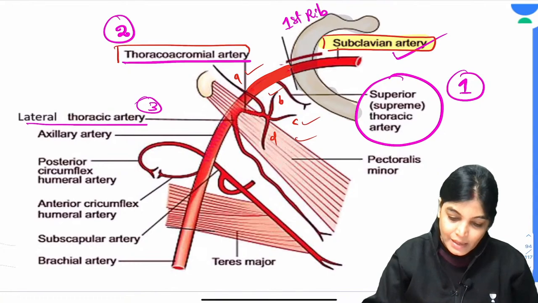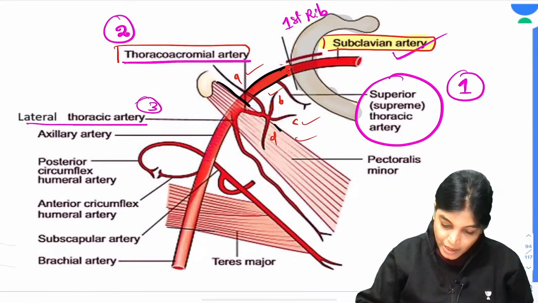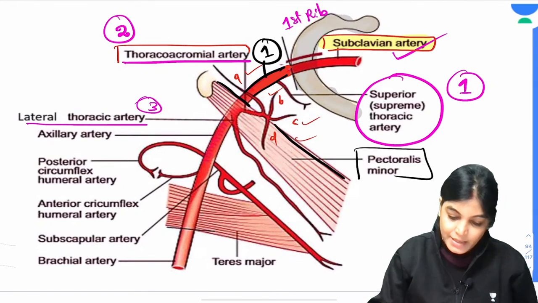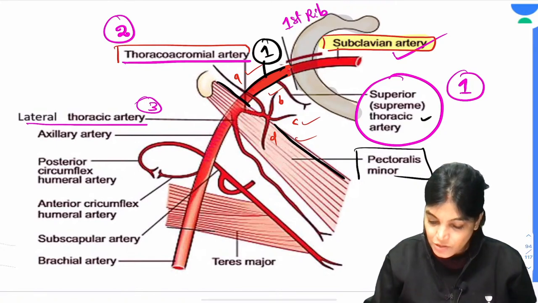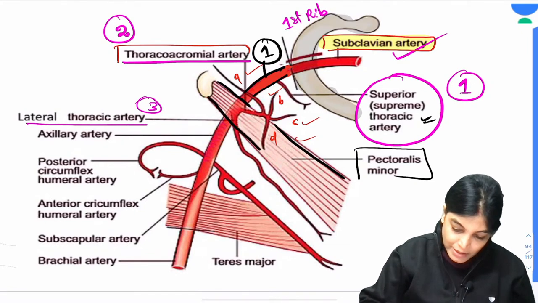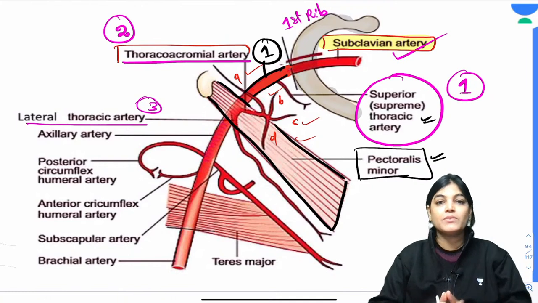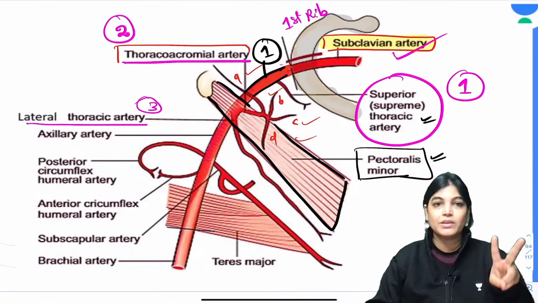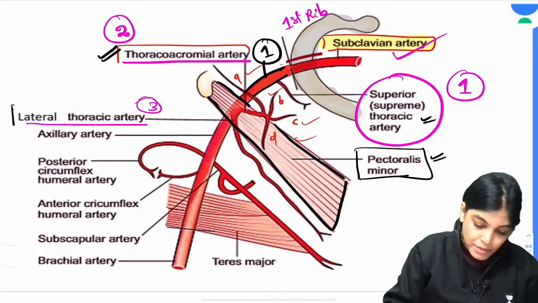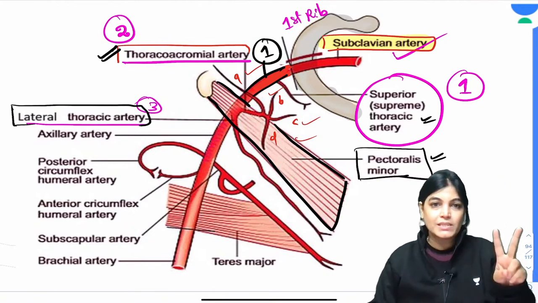So from here to here, till the level of the pectoralis minor muscle superior border, this becomes the first part of the axillary artery, and the first part gives just one branch, the superior thoracic artery. This is the pectoralis minor muscle, and just posterior to it we have the second part of the axillary artery, and from the second part two branches are given: one is thoracoacromial and the other is lateral thoracic. So two branches from the second part.